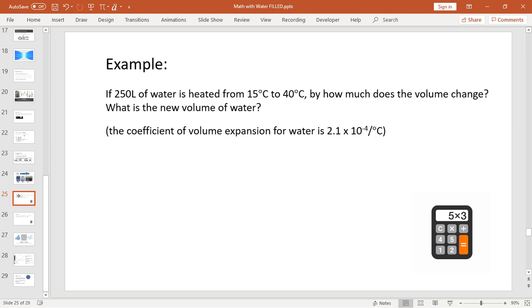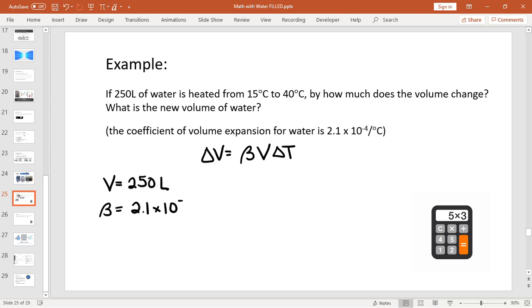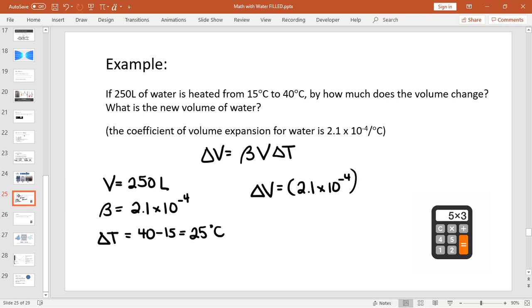I'm going to write down my formula. The change in volume is equal to the coefficient of volume expansion multiplied by the original volume multiplied by the change in temperature. I'm going to list my variables because that's always smart. My original volume, looking at the question, is 250 liters. My coefficient of volume expansion is given to me: 2.1 times 10 to the negative 4. And my change in temperature, always do hot minus cold: 40 subtract 15 equals 25 degrees Celsius. So if I want to figure this out, the math I'm going to do is here. And my answer will be in liters, and it will be the change.